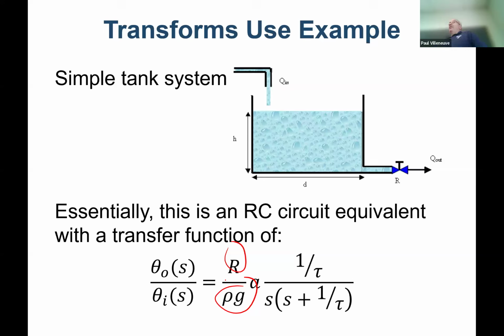Rho, we think about it as resistivity, but in a water system, it's the specific density of the water. So if you want to get the pressure of something, you can take the specific density, multiply it by g, which is just gravity, the acceleration. Then you have the area of the tank, and then you have the time constant of the system. That's all it is, just a first order circuit.